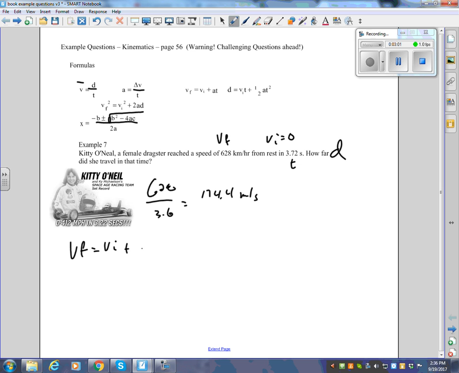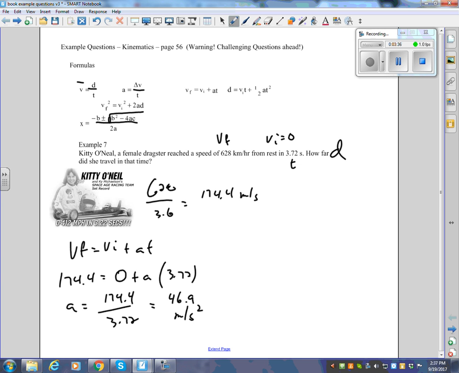VF equals VI plus AT. Final velocity, 174.4. Initial is 0. Acceleration is what we're solving for. And our time is 3.72. So really, the acceleration is just 174.4 divided by 3.72, or 46.9 meters per second squared. That is major league acceleration.